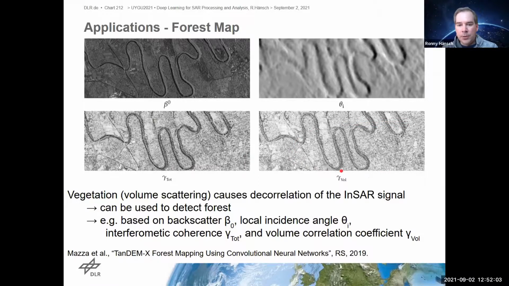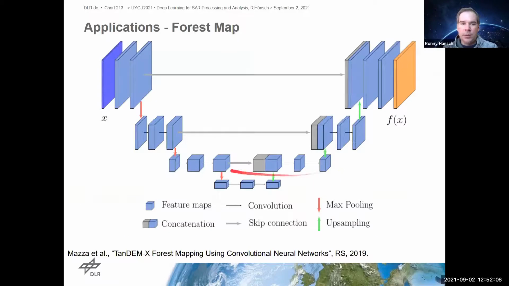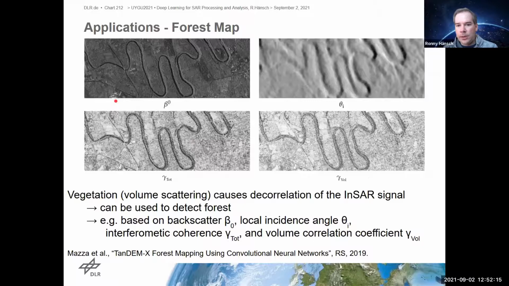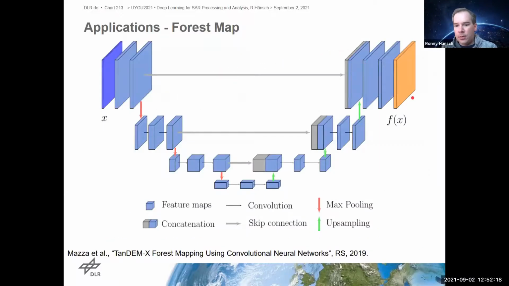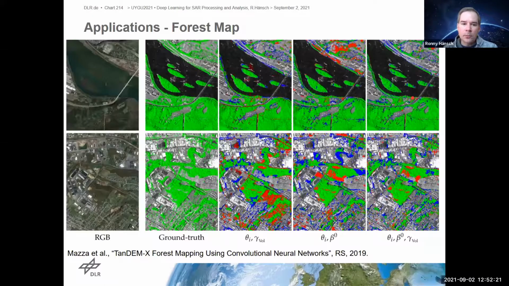And then you can use this as an input to a neural network. Here they use, again, a standard UNet, right? Encoder, decoder with skip connections. So you can have here different inputs, any of those combinations, and then you estimate whether it's high vegetation or not, forest or not. And here you see some results, the optical image just as a reference. This would be the reference image, right, the ground truth. And now here the results of the network for different input combinations. And the best one is if you use all three of them, right? So there's the volume decorrelation, the backscattering, and the incident angle, and then you have very nice results.